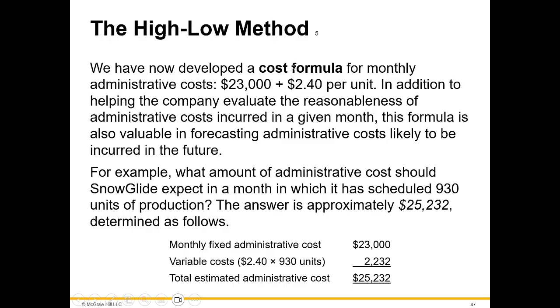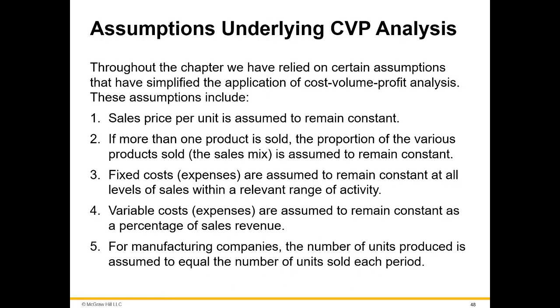Now that we have this formula, we can use it to evaluate the reasonableness of administrative costs, and it also helps us forecast what costs might be in the future. Okay, so if the monthly fixed cost is $23,000, then if we produce 930 in a certain month, we would expect the administrative cost to be $25,232. All right, next let's look at the assumptions.